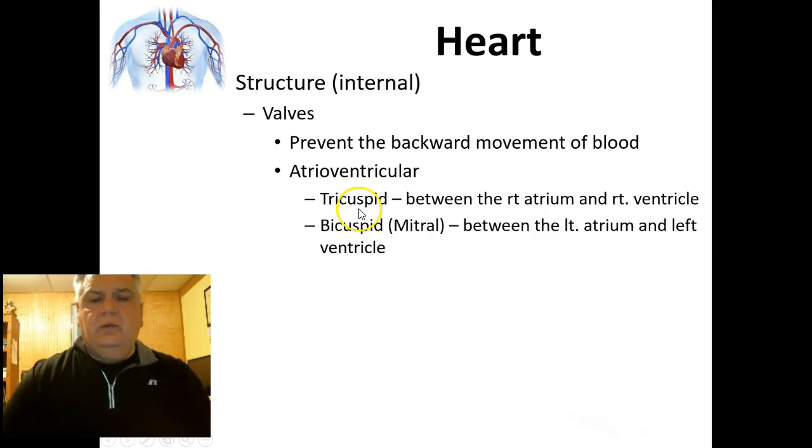So the tricuspid valve will prevent blood from flowing back into the right atrium when the right ventricle contracts. The bicuspid or mitral valve will prevent the backward movement of blood into, I should say, the left atrium when the left ventricle contracts.